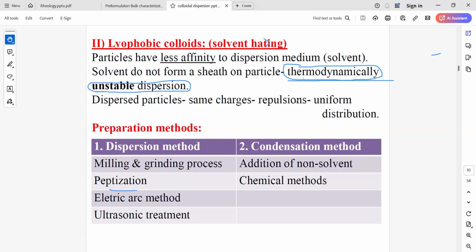Also, lyophobic colloids contain charge on their surface. Can you give me the most common example of a negatively charged colloid? It's gold, right? Colloid of gold. That is a lyophobic colloid and it is negatively charged. Remember this.